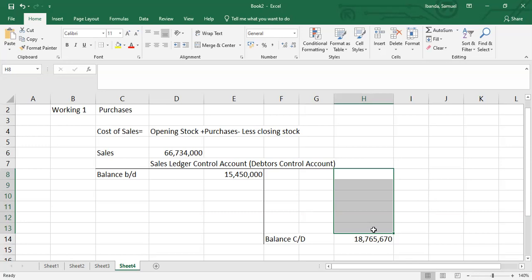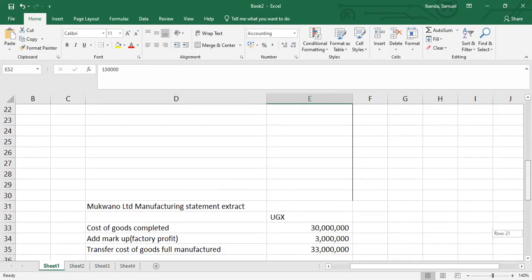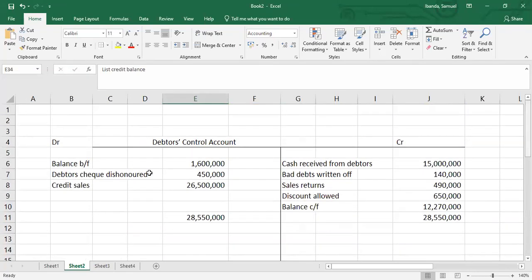of course, a credit sale. When you sell on credit, it means that your debtors will increase, okay? And one of the others that we looked at yesterday, if you remember, is a customer repayment, where you have to repay a customer. I think we did something yesterday similar to this, okay? This is a debtors control account. So you can have a repayment, you can have a debtor's cheque that was dishonoured, and so on, okay?